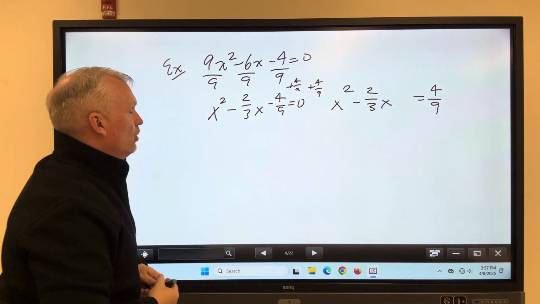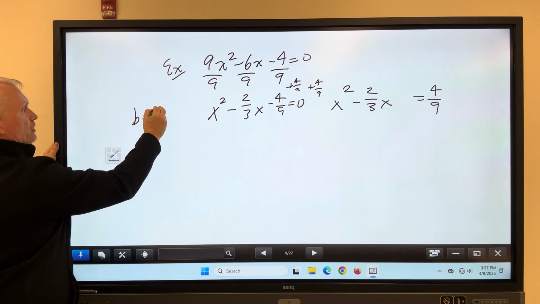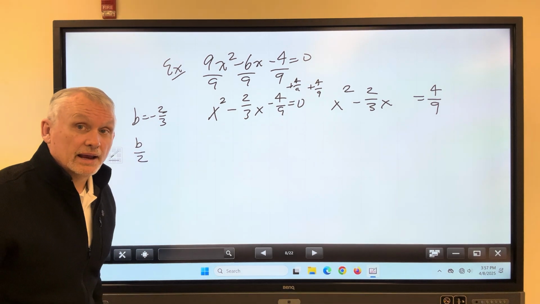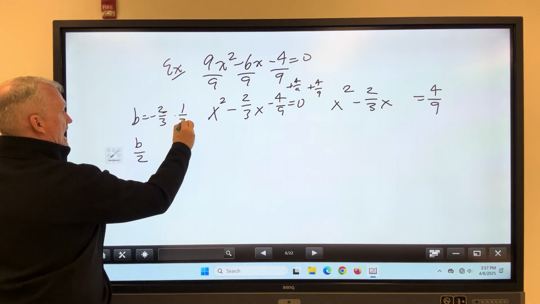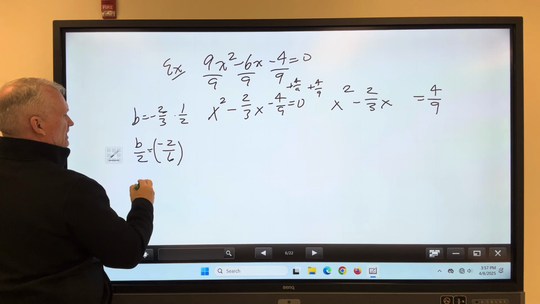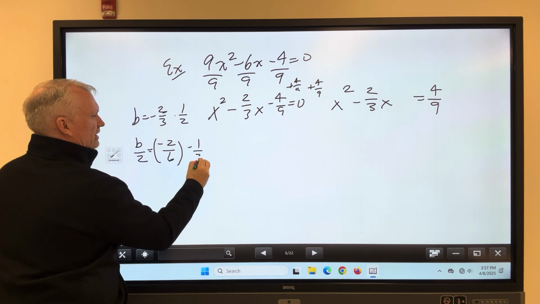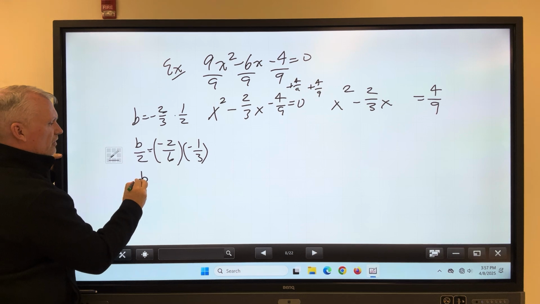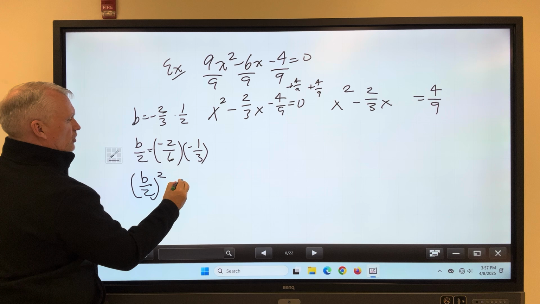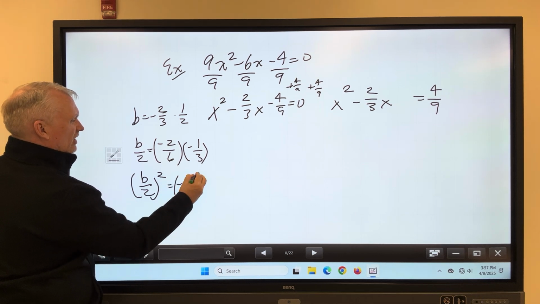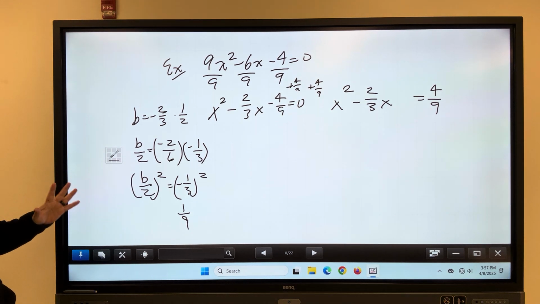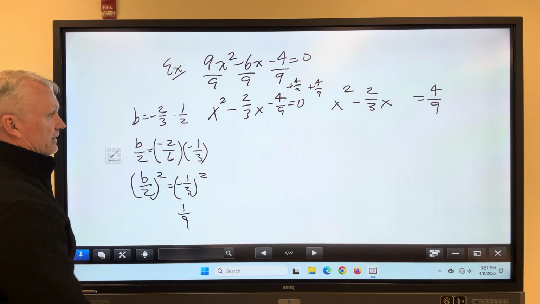Okay? What's my b? My b is negative 2/3. b over 2, remember, it's like multiplying by a half. Multiplying by a half. So this is negative 2 over 6. I can reduce that to negative 1/3. So b over 2 squared is negative 1/3 squared, or 1/9. It's a whole lot of work, but let's put things together.